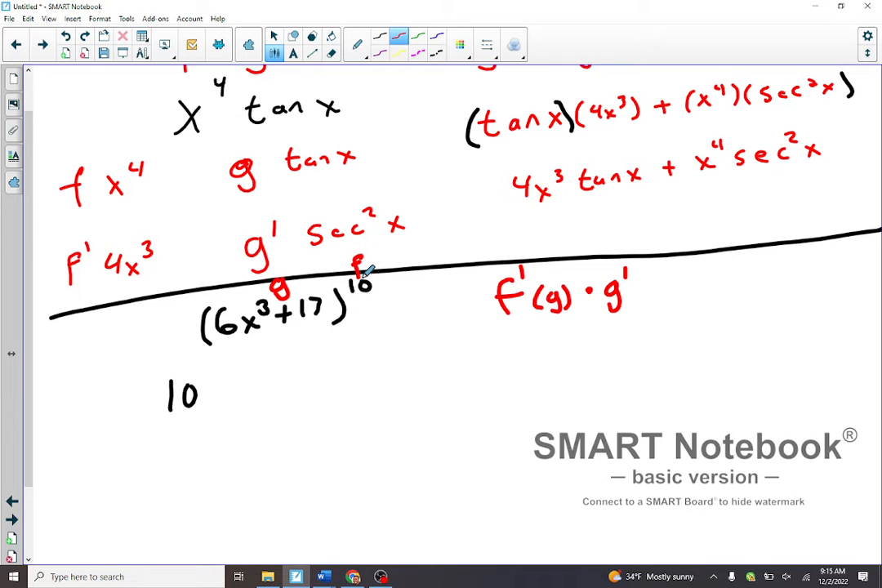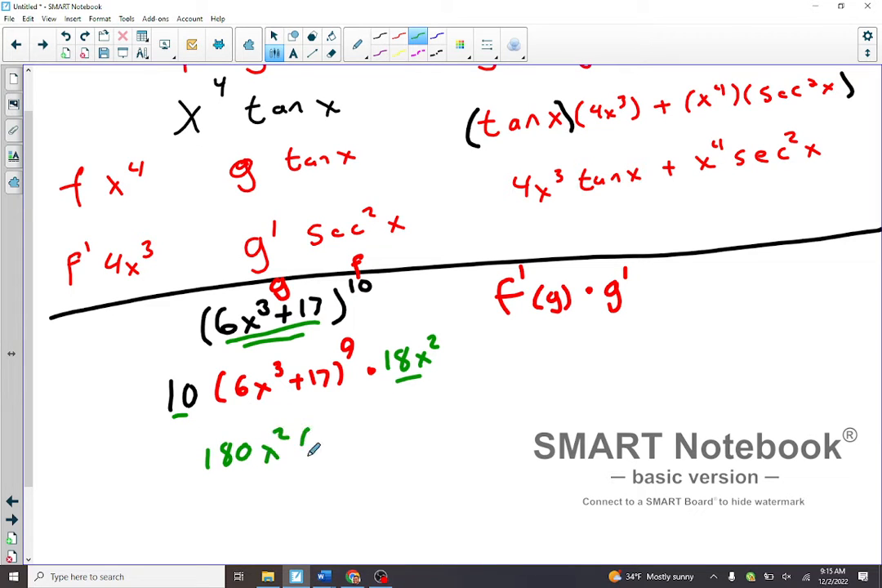So f prime is a variable to the exponent 10, so I bring the 10 down. Then I do the inside, which stays exactly the same, untouched. We reduce the exponent by 1, so that's a 9, times the derivative of the inside. So I take the derivative of this part right here, which should be just 18x squared. Because these are single terms, it'll be nice to combine them. 180x squared, 6x to the third plus 17 to the ninth power.